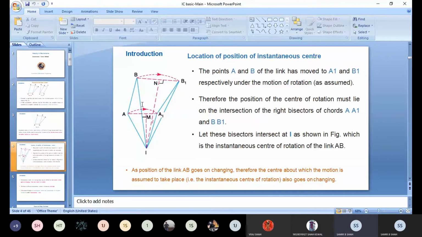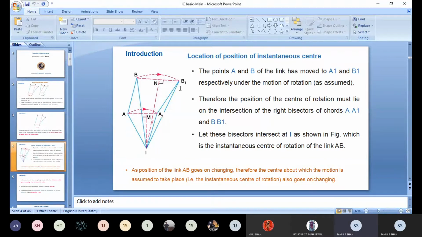Since the points A and B of the link have moved to A1 and B1 respectively under the motion of rotation.